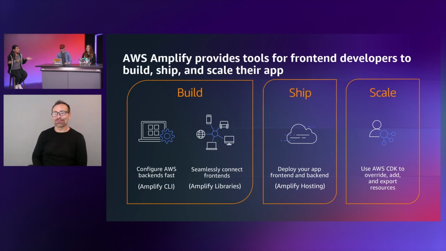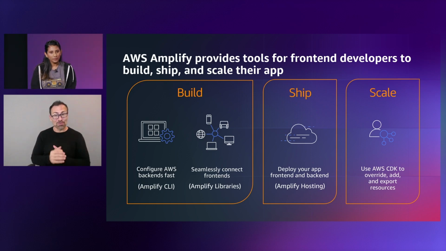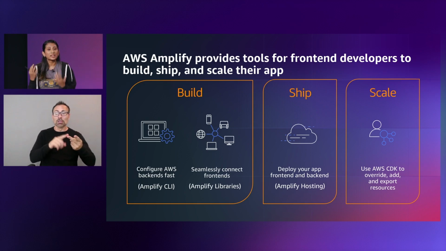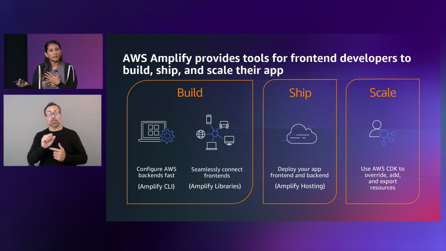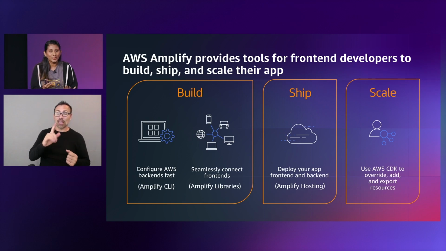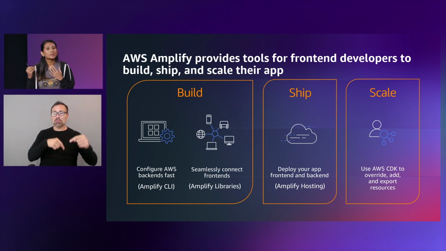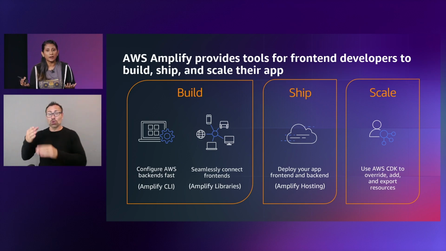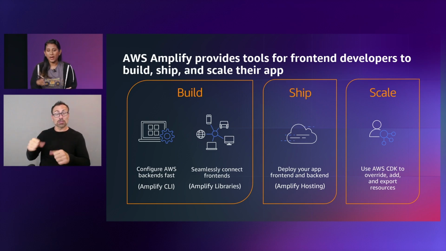So yeah, let's talk a little more about all the different tools that Amplify provides for front-end developers. Amplify helps front-end developers to build, ship, and scale their applications for their user base. With Amplify CLI and Amplify Studio, developers can create and manage their AWS backend resources quickly, and also use the libraries to connect to these backend resources in their applications. They can also use our end-to-end managed CI/CD capabilities to host their apps and ship their front-end and back-end.